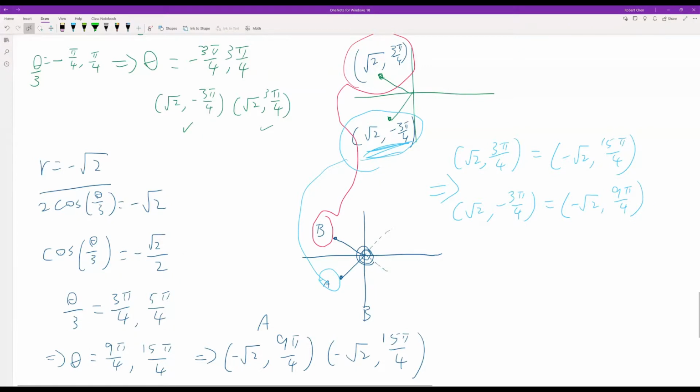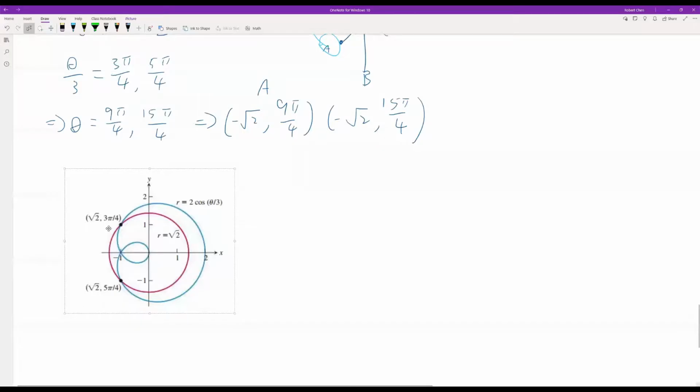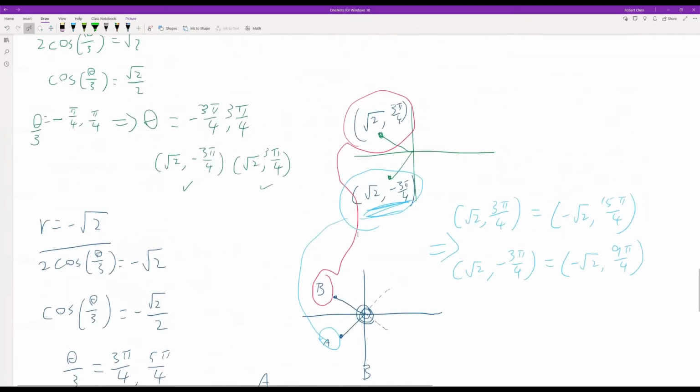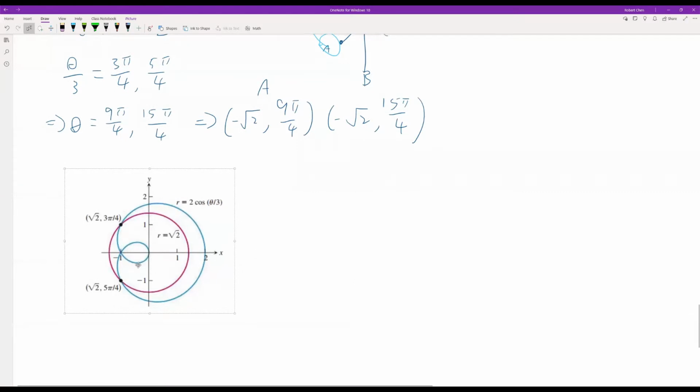Okay, so here is a quick graph to show you what we're looking at. We have radical 2, 3 pi over 4, and radical 2, 5 pi over 4, or negative 3 pi over 4. They point to the same thing. One is positive rotation, one is negative rotation. But again, in polar, we can represent the same point with different coordinates, which can be confusing, but also can be very interesting.